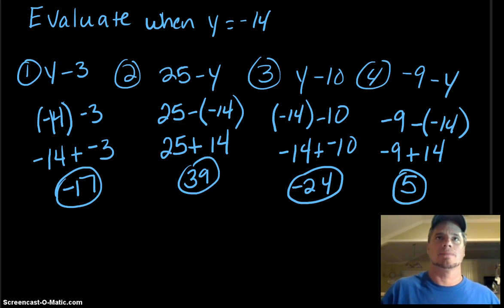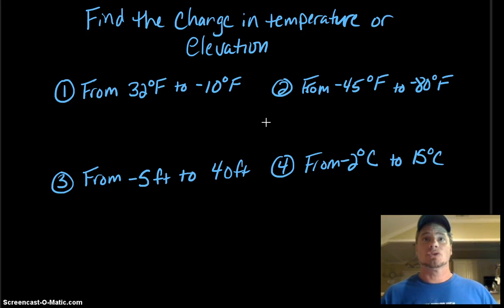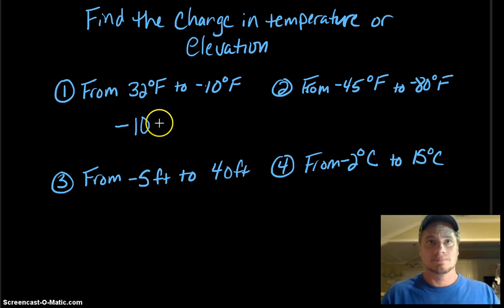Okay, let's see what else we have here. Change in temperature, elevation. Now, when we're finding change in a temperature reading or change in elevation, we're finding the difference. So we are actually going to have to subtract. But remember, when we subtract, we are actually adding opposites. So let's subtract first. We're changing from 32 degrees to negative 10 degrees. Now, that is a change that's going down. So we know we're going to have a negative answer. And if we have a positive answer when we finish, we know we've done something wrong. So with all of these changes, we put the second one first, negative 10, and we subtract the first one. And that's going to give us a correct answer.